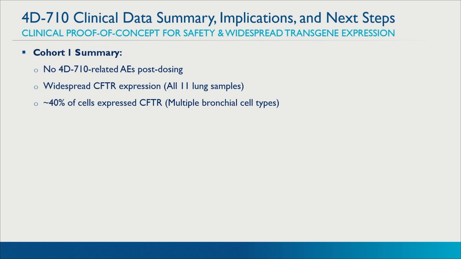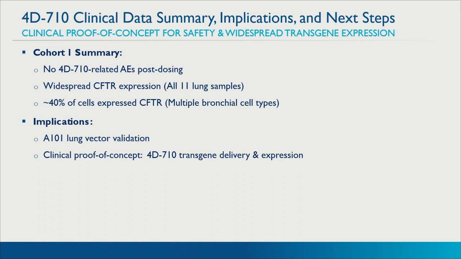So the cohort one summary is that there were no 4D710 related adverse events post-dosing. There was widespread CFTR expression in all 11 samples. 40% of cells express CFTR in multiple bronchial cell types. And we think the implications are that A101 is a vector that's validated in the lung at this point, and clinical proof of concept shows that there is 4D710 transgene delivery and expression.